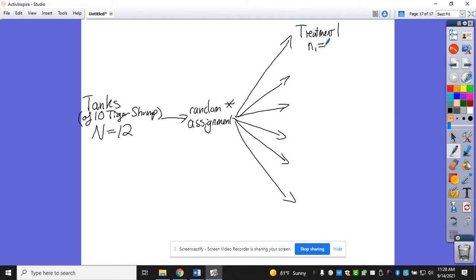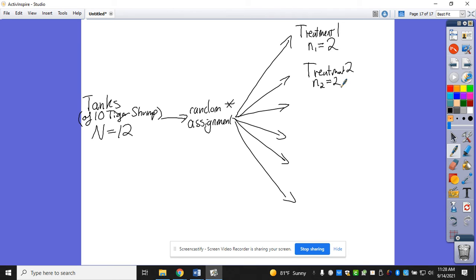And how many are going to be there? 2, because I have 12 tanks, which is what you're asking about. So that means I have 2 of each treatment. And you had written this, you just hadn't written that part yet. And then treatment 2, N2 equals 2, and so forth all the way down to treatment 6.